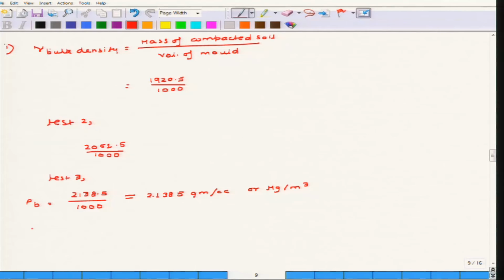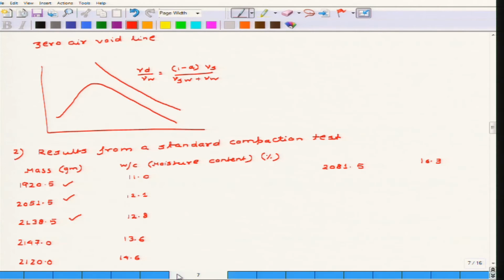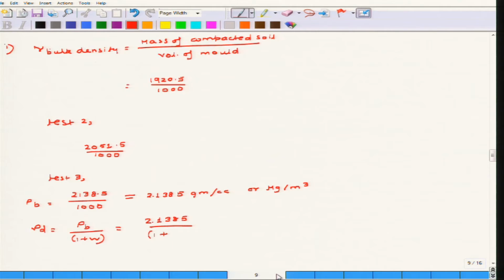The dry density can be found as rho D equals rho B by 1 plus W. So this is equivalent to 2.1385 divided by 1 plus, the corresponding moisture content being 12.8, so 1 plus 12.8 by 100. This is equivalent to 1.896 gram per cc or megagram per meter cube.